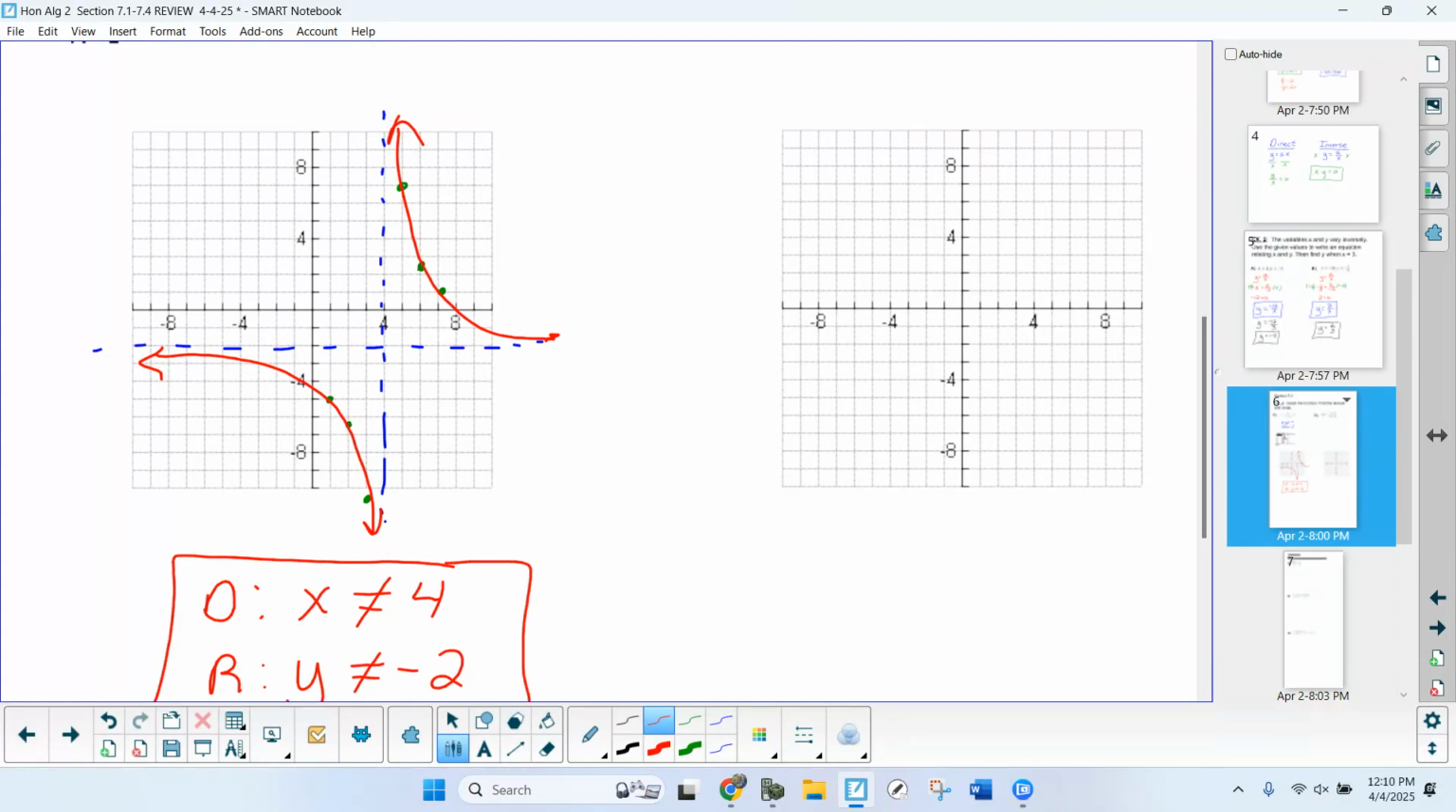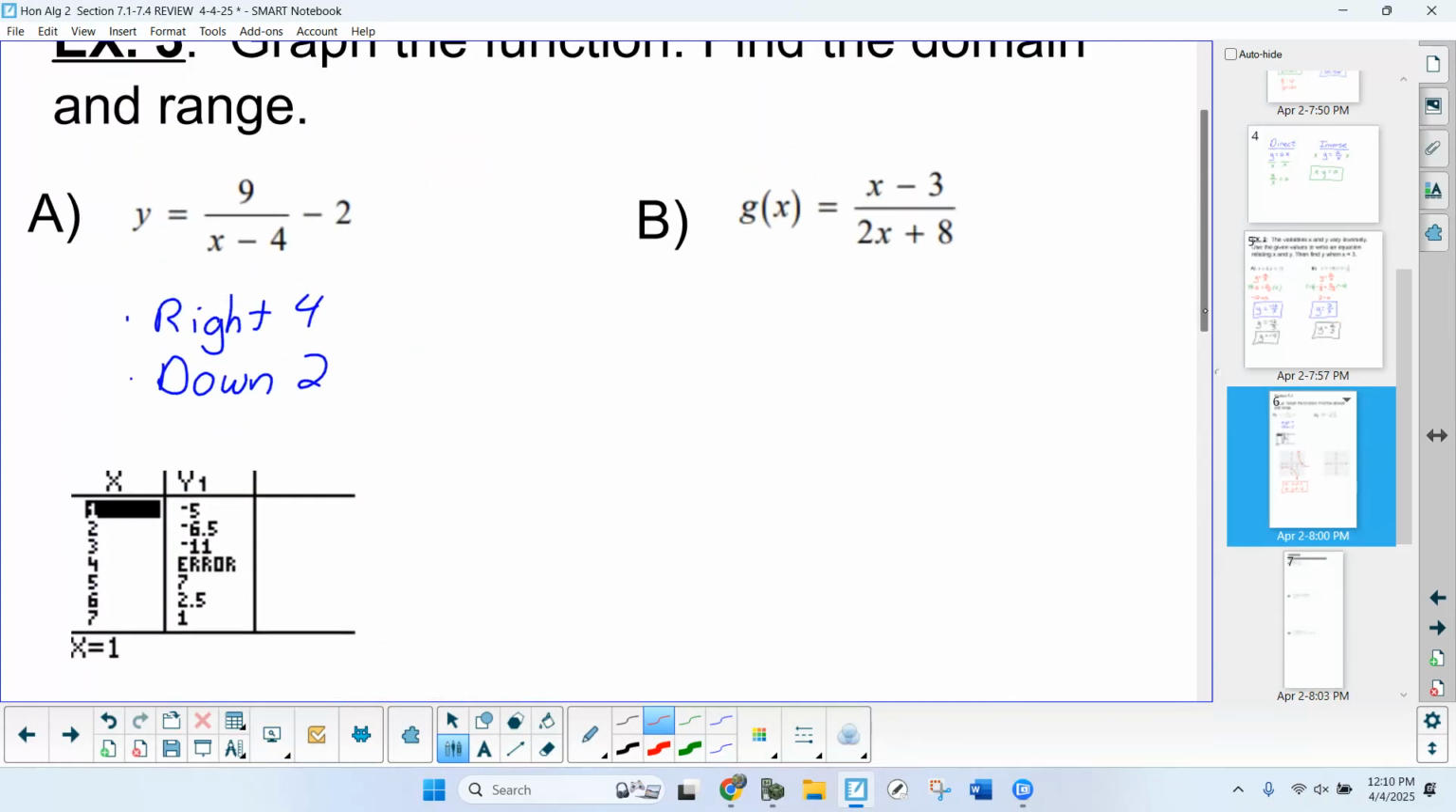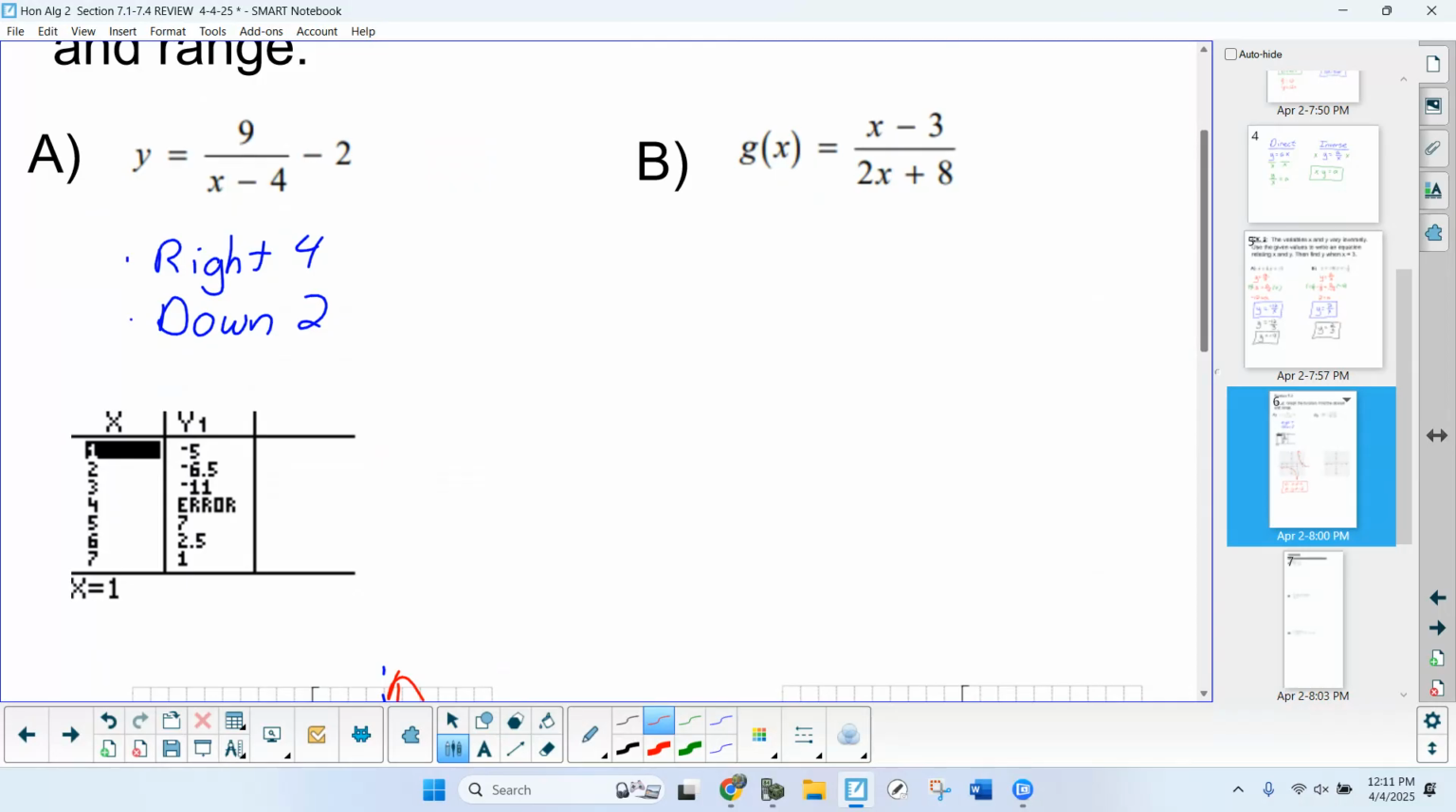So let's see if I did everything. Graph the function, find the domain and range. Are we good on A? All right, on this one, I will probably also have you tell me the vertical and horizontal asymptotes. Okay, so let's start with that.